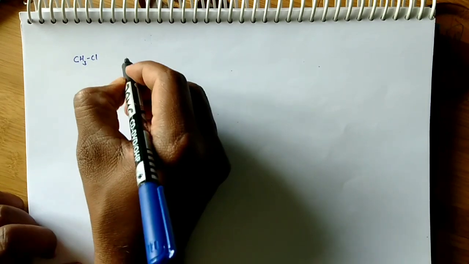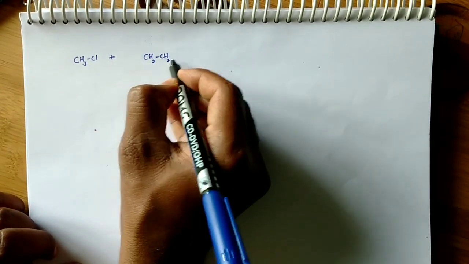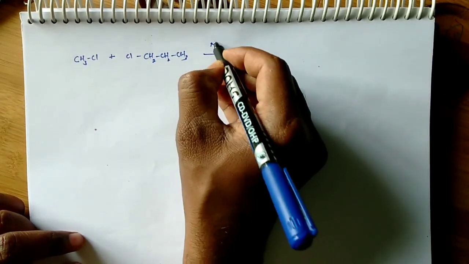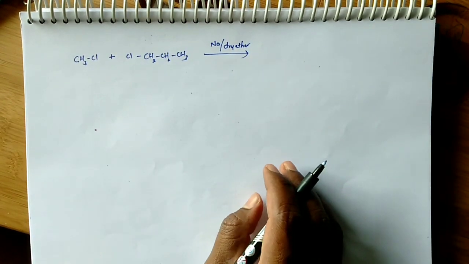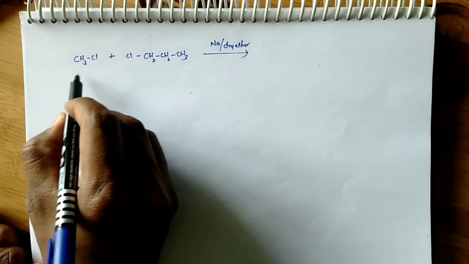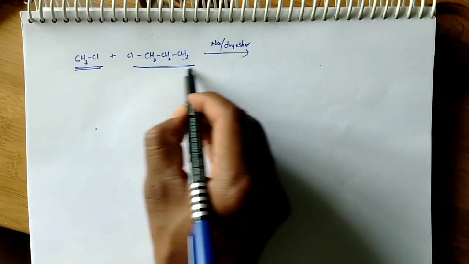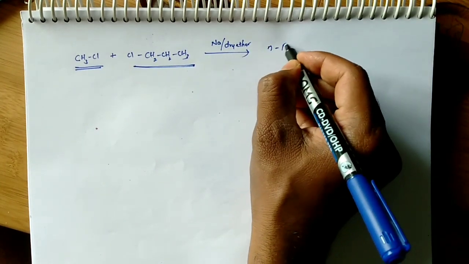If I take one methyl chloride and another one propyl chloride, I am writing like this for our convenience. Sodium and dry ether. What are the products we are expecting? If one molecule of methyl chloride and one molecule of propyl chloride are involved in the condensation, we'll get butane, simply n-butane.